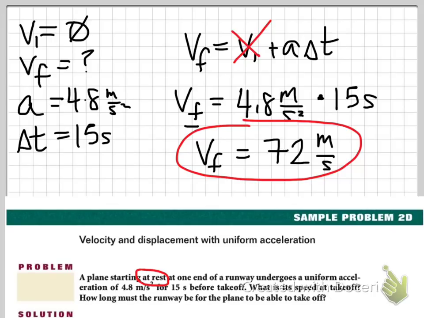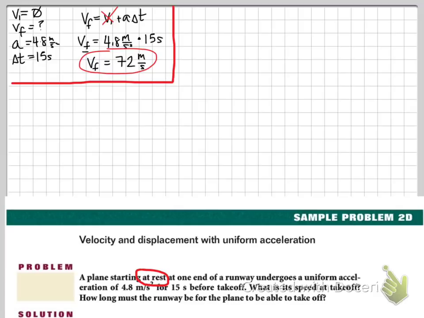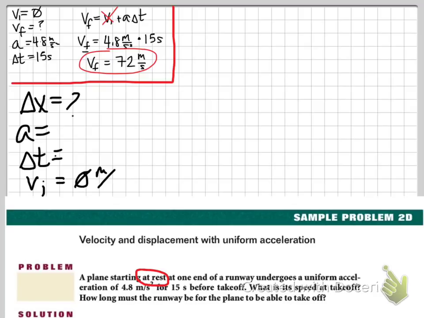Now, if we hadn't found final velocity, could we still figure out the displacement that would be needed for this plane to take off? Of course we could. I'm going to shrink my part 1 stuff and set it aside, and I'm going to list my variables for part 2. So in part 2, we're looking for delta x. We are working with the same acceleration, the same time interval, and we have the same initial velocity, namely 0 meters per second.